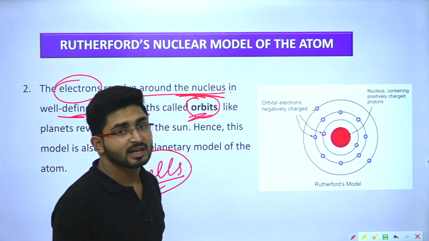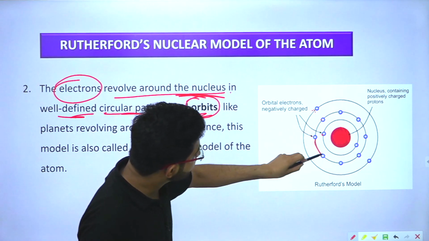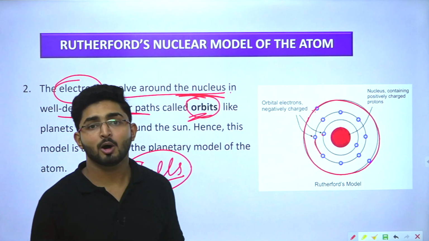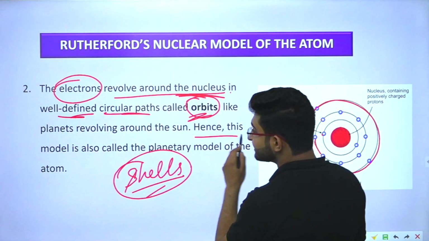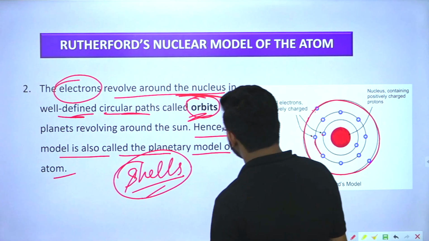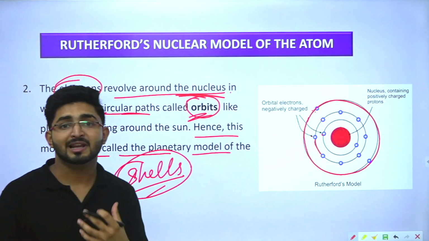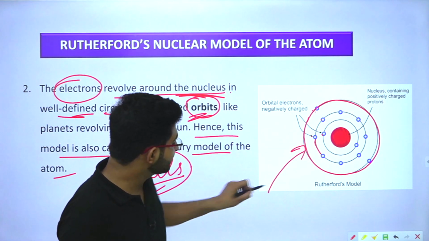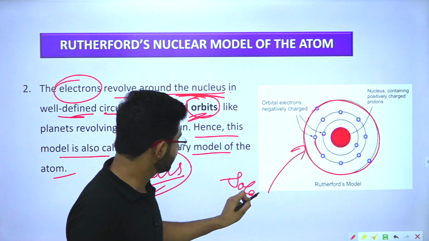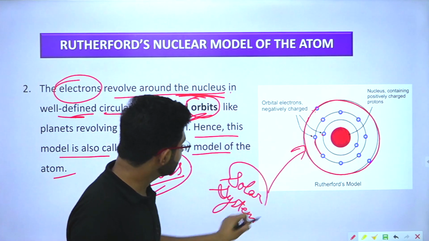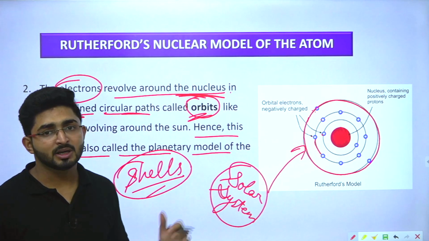He stated that they are revolving on a circular path that is known as orbit, or we can say shell also. Hence, this model is also called the planetary model of the atom. This model was called the planetary model because it was a look-alike structure of the solar system. That's why it was called the planetary model of the atomic structure.